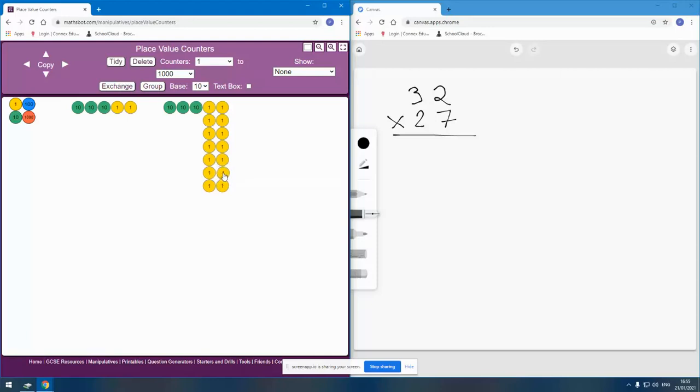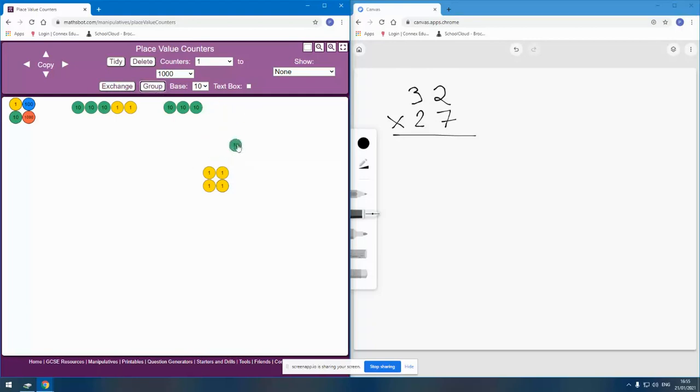and that's given me a total of 14. Now, of course, in the algorithm, I can't write 14 in here because I can only write a single digit in each place. So what I'm going to do now is group some of these ones together. There we are. And so now I've grouped those into a 10.